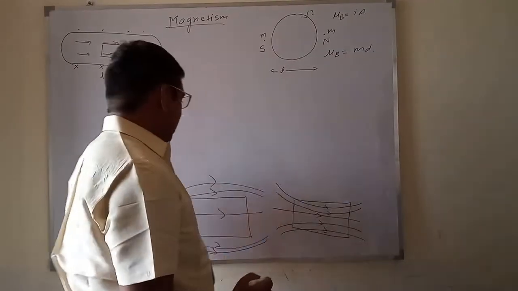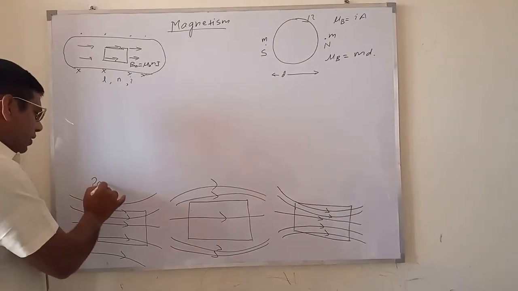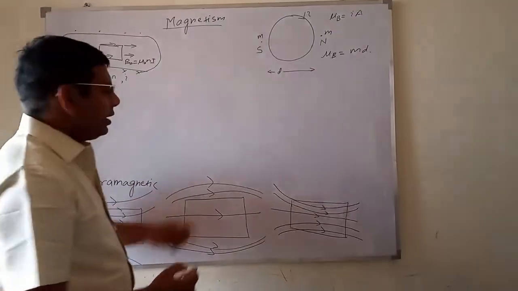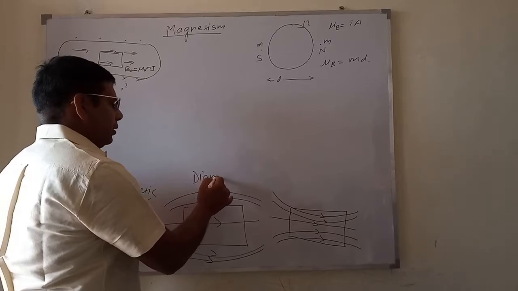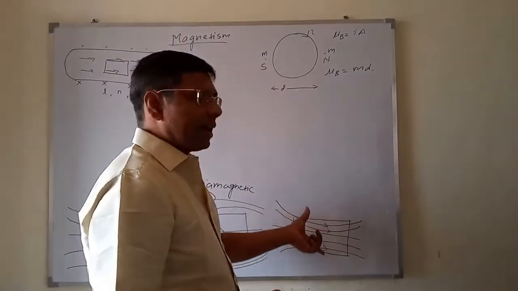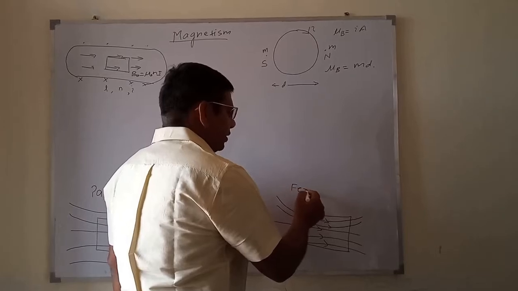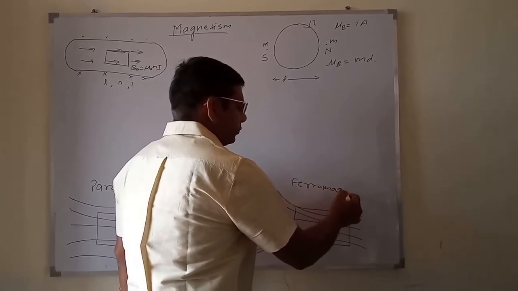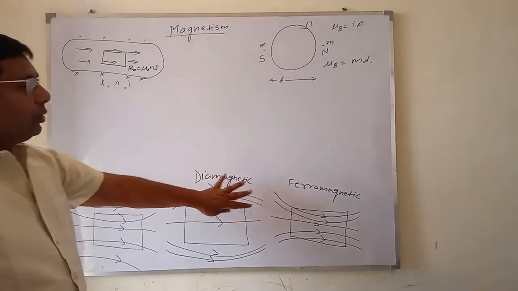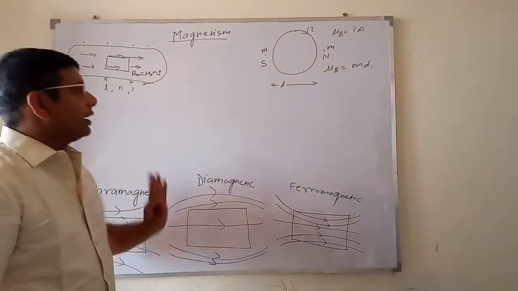The first one, weakly attracted, we will call paramagnetic material. This one we will call diamagnetic material. And this one, where the magnetic field is strongly attracted, is called ferromagnetic material. So there are basically three classes of material from a magnetic point of view: paramagnetic, diamagnetic, and ferromagnetic materials.